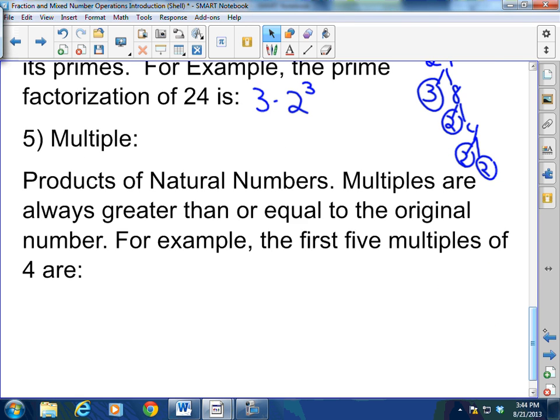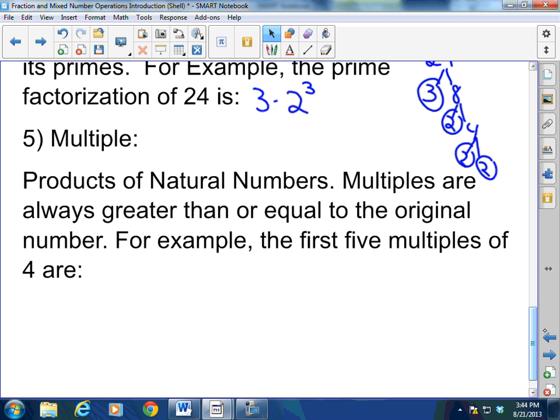And what's a multiple? A multiple is the opposite of factors. A multiple is the product of natural numbers. That's in a nutshell what it is. It's whole values times whole values. That's going to give you multiples. Multiples are always greater than or equal to the original number.